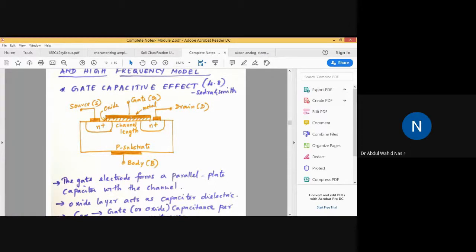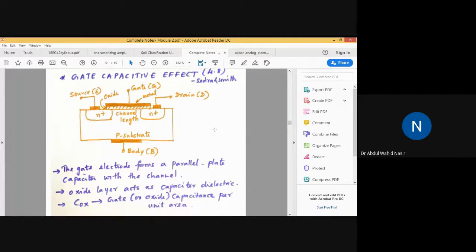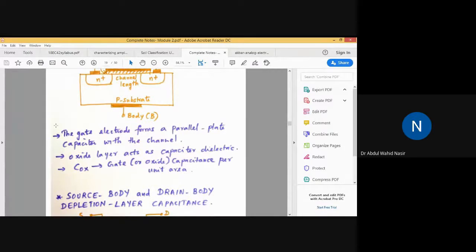So the capacitance arising due to the gate and the channel we will call the gate capacitance, and it is defined as COX. COX is defined as epsilon OX, where OX stands for oxide, divided by TOX, that is the thickness of the oxide. That is your gate capacitance. The same thing has been written here: the gate electrode forms a parallel plate capacitor with the channel.